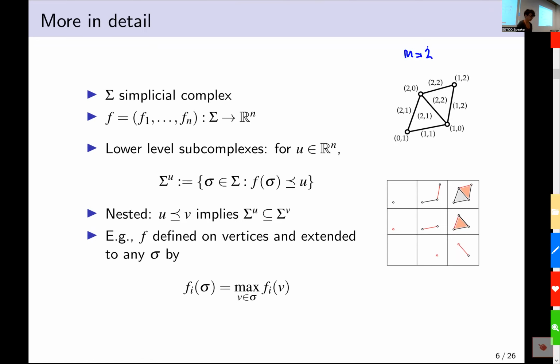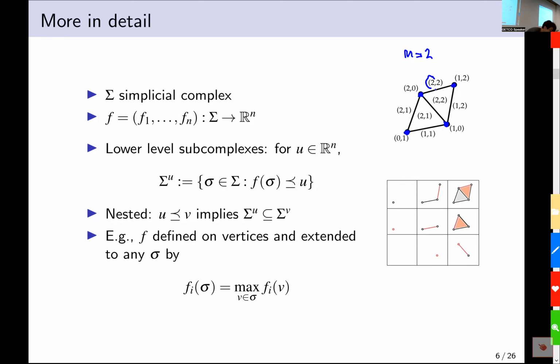And I can ask that the function is monotonic, so that the sublevel sets are subcomplexes nested into each other. One way to achieve this is the following, and this is what I'll use in the rest of the talk. One can start with the function defined only on the vertices, so only these values here. And then one can extend the function to the other simplices by just taking the maximum component by component.